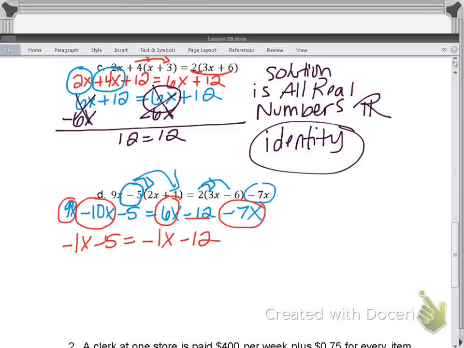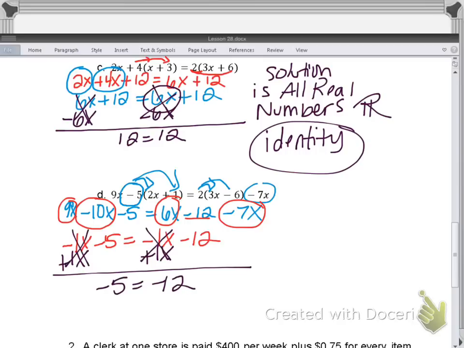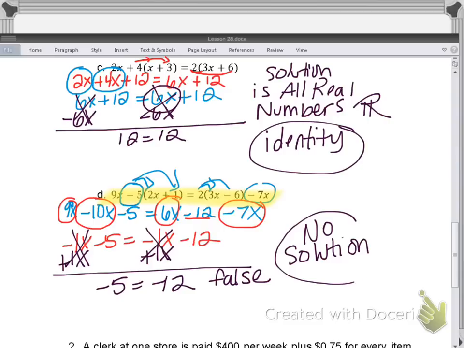So if we were going to move the x's all to one side, we could move this one over by doing inverse operations. So add 1x on both sides. And as you can see, they're going to cancel on both sides, and we're just going to be left with negative 5 equals negative 12. So this is a false statement. So that means there is no solution. It means no matter what you try to plug in there for x into the original equation up here, no matter what you plugged in there for x, it would never work because there is no solution for this equation.